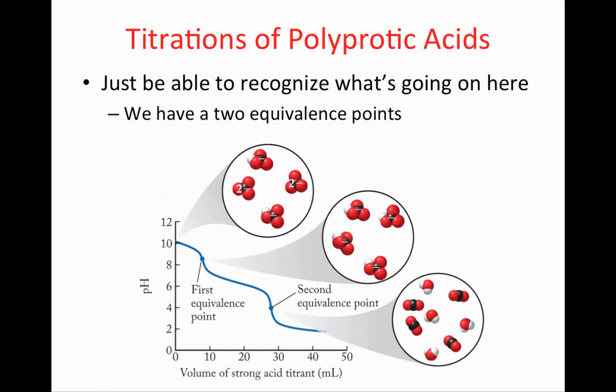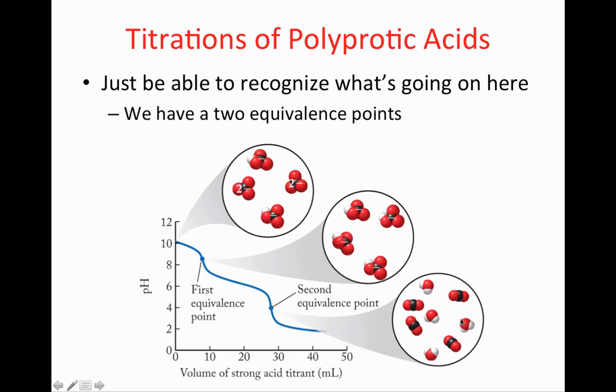Okay, so let's talk briefly about titrations in polyprotic acids. What I want to focus on in this slide is just the shape of this titration curve right here. And just recognize that if you have a polyprotic acid, and here we have a diprotic acid, we're starting here with carbonate, CO3 2-. It picks up a proton, and then it picks up a second proton.